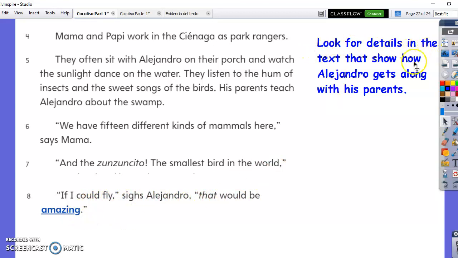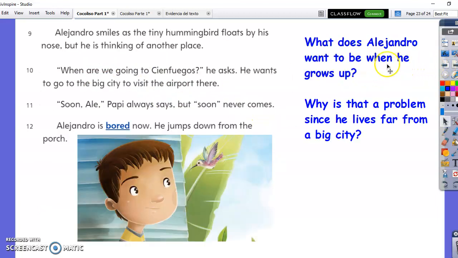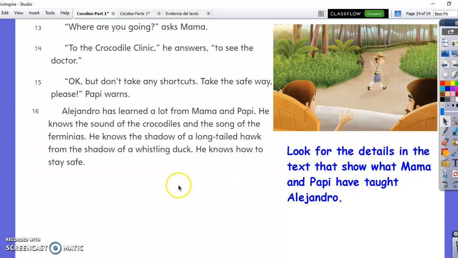Again, look for details in the text that show how Alejandro gets along with his parents. I would pause this and read again paragraph 5. Again, I'm going to have to speed this up because the video only lasts 15 minutes long. But I'm going to leave it here so you can read this page and pause it if you need to so you can read the questions. Again, this is the last page I'm going to read. Again, pause it, please, and read the text and the question.